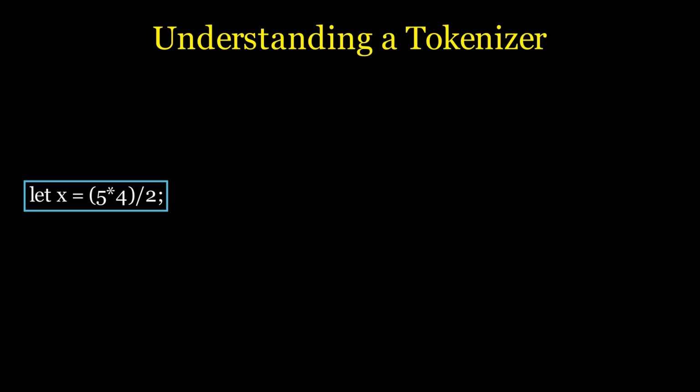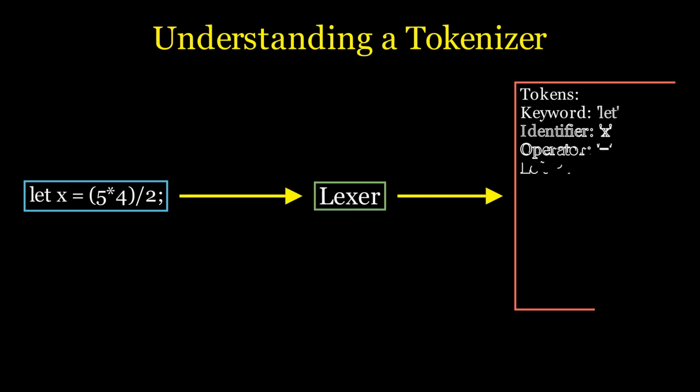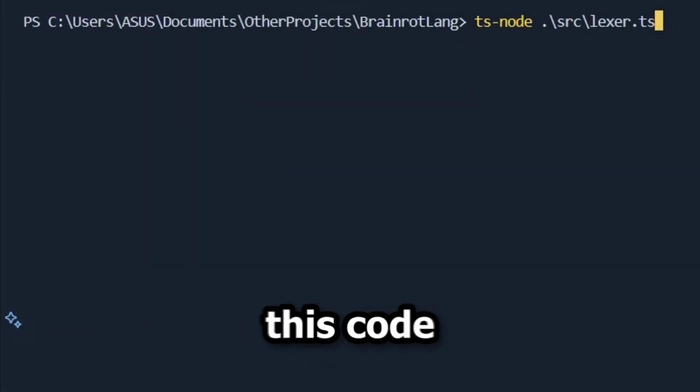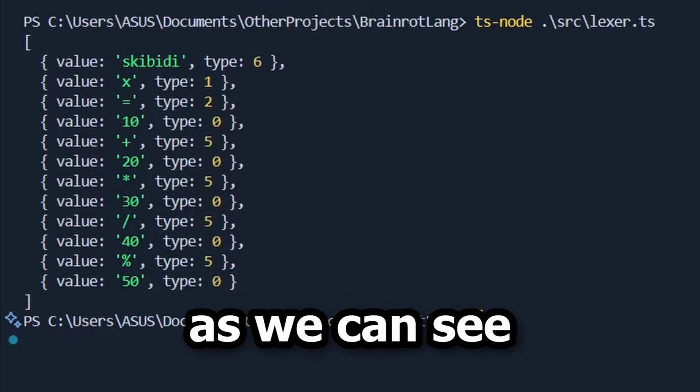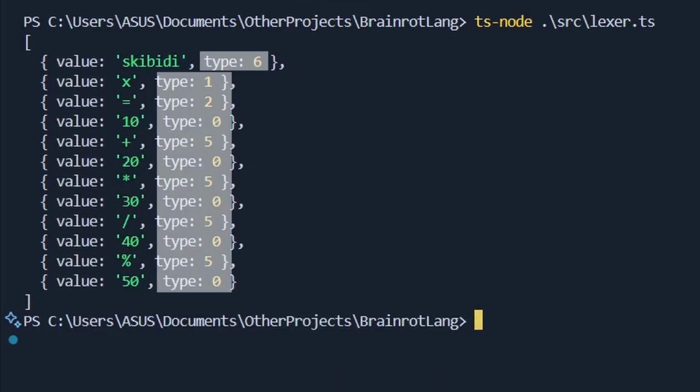With that figured out, let's start making the Lexer. The Lexer's job is to take your code and turn it into a neat list of tokens, so the language can actually understand it. If we feed the Lexer this code, it should output a list of tokens as we can see. It gives us the value of each token and its type.